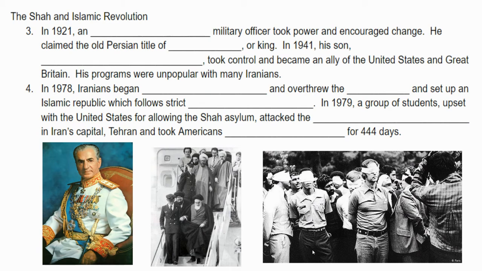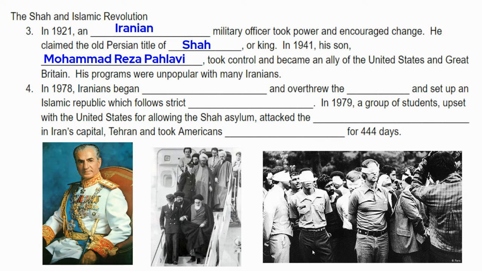Kind of moving up in time, we're going to talk about a few events that happened in the 20th century, and we want to talk about what occurred right after World War I in 1921, when an Iranian military officer took power and encouraged change. And as a result, he claimed an old Persian title of Shah, which basically means king or emperor. In about 20 years, his son, who was named Mohammad Reza Pahlavi, who you see pictured below on the left hand side in the military uniform, took control of Iran. And he kind of allied himself with the United States and Great Britain.